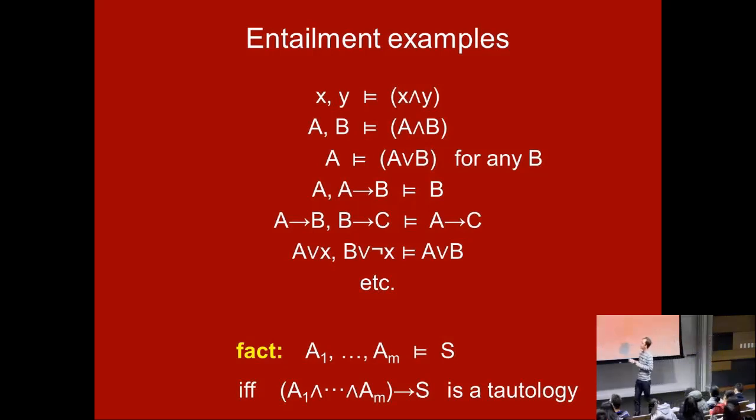Okay, some entailment examples. So X and Y together entail, or you can deduce from them, X and Y. Okay? X and Y is not a tautology. It's not always true. But if you assume X and Y are true, then X and Y is also true. Or generally, A and B together entail A and B. If you assume A is true, then any statement like A or B is also going to be true, regardless of whether B is true or not.